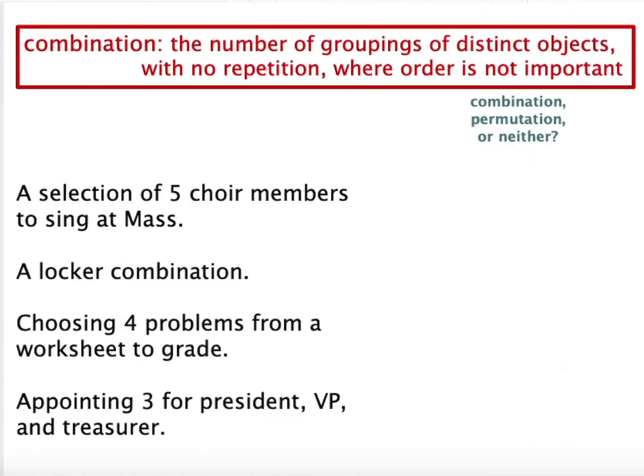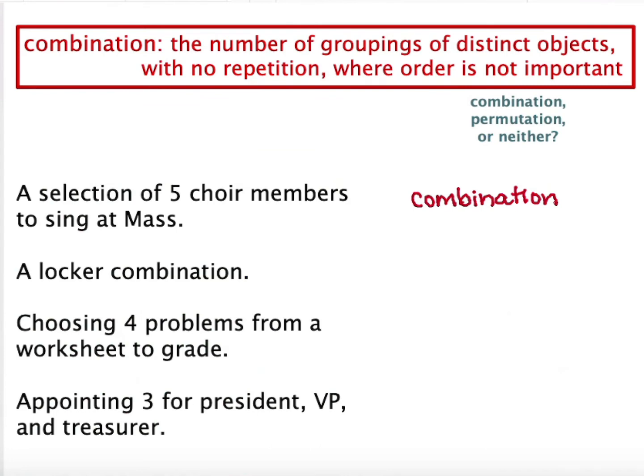All right, now a combination is the number of groupings of distinct objects with, again, no repetition, where order is not important. So the main difference, order not important for combinations. So if we were doing a selection of 5 choir members to sing at Mass, would you say that the order we choose them is important or not so important? I would say a group of 5 choir members is just a grouping, and that to me says combination. We would be choosing different choir members, we would have no repetitions, so a combination would describe that well.